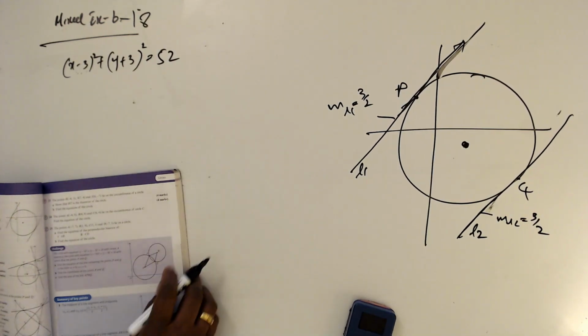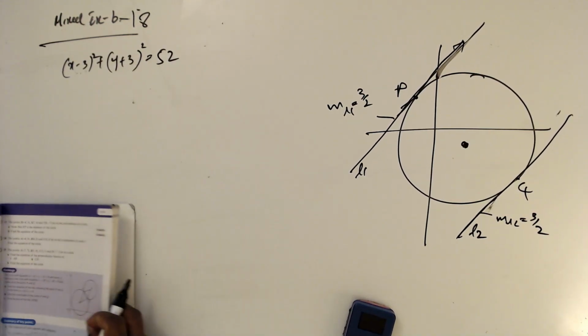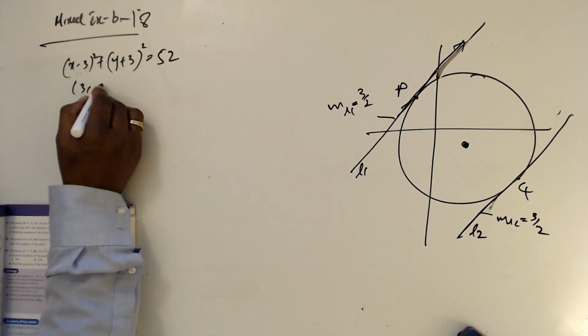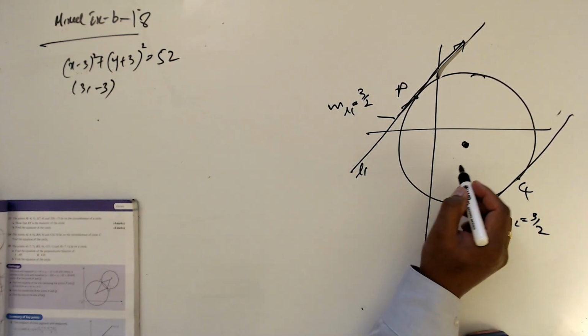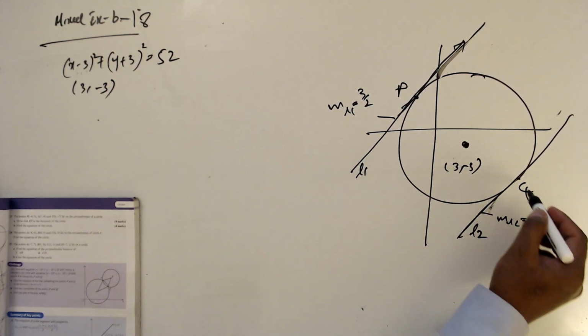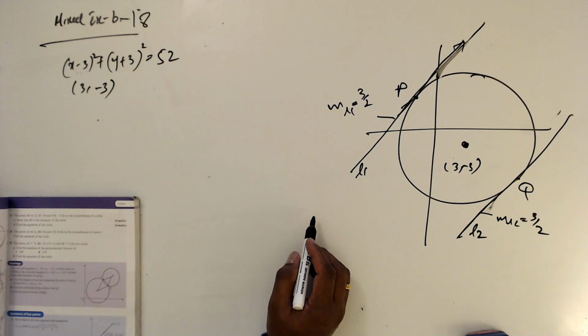Question number 18. This is the circle. The center is (3, minus 3). We want to find the coordinates of P and Q.